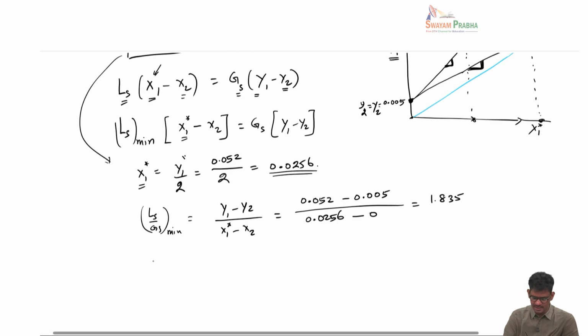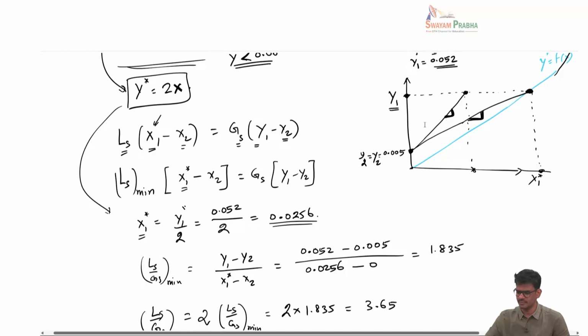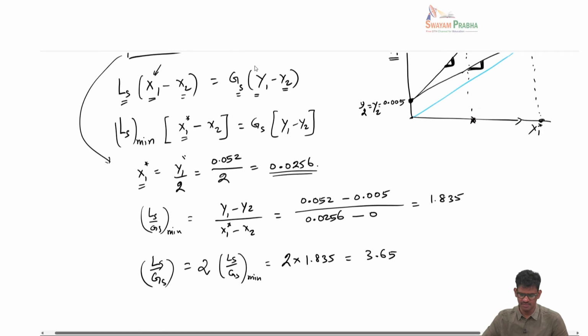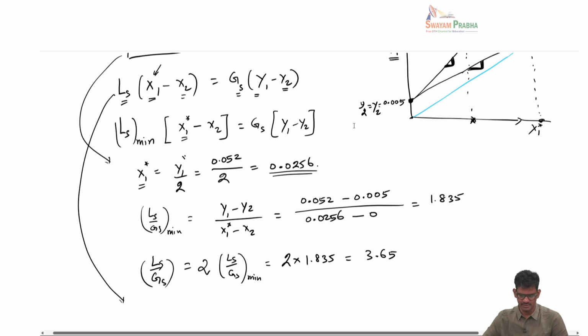But the actual flow rate is twice the minimum. So you have to do 2 times 1.835, and this becomes 3.67. So that would be the slope of this line. Now in this problem, we know the slope, we know this point, and we have to find this point. So we go back to the general material balance here, and then you're going to solve for x1.